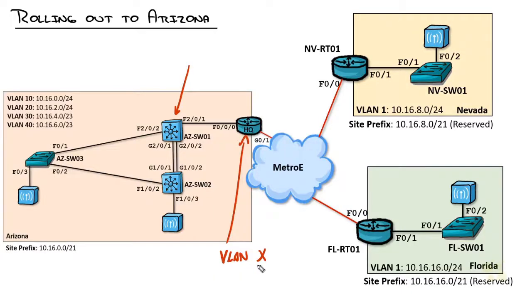If I type in interface VLAN X, on the other hand, I create a layer 3 switch virtual interface for that VLAN.